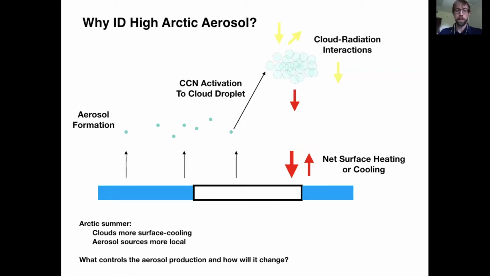And we're especially focused on the summer for a couple of reasons. One is that in this period, the clouds play a more surface cooling role than at other times of the year, when there's incident sunlight that they can reflect away. And also in the summertime, the aerosol sources are more local. So stuff that's going on in the Arctic surface ocean, especially biologically, probably is playing a role in the aerosol formation and therefore the cloud formation and properties in the high Arctic summertime. So we want to understand what controls this aerosol population and how it may change in the future in a warming Arctic with lower sea ice extent, warmer temperatures, etc.